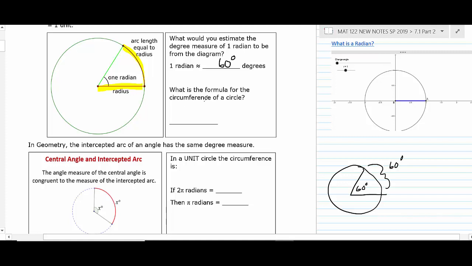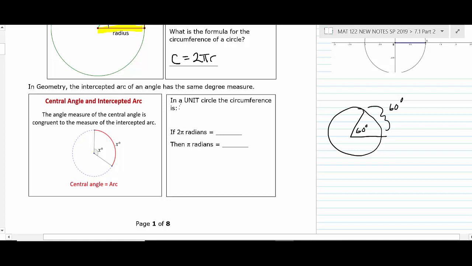Do you know what the circumference of a circle is? That formula is circumference equals 2 pi r, 2 pi times the radius. Here's what you have. In a unit circle, the circumference is 2 pi r. However, the radius is 1, so we get that the circumference is 2 pi.